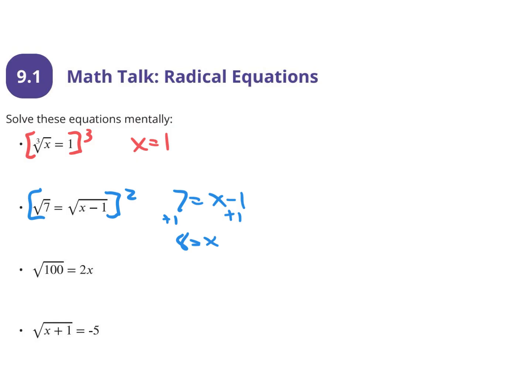The square root is not being done to the x, so we don't have to do anything. The square root of 100 is 10, equal to 2x. Divide by 2, divide by 2, x equals 5. Look at the x. The only thing being done to it is it's being multiplied by 2. The square root of 100 is just a number.